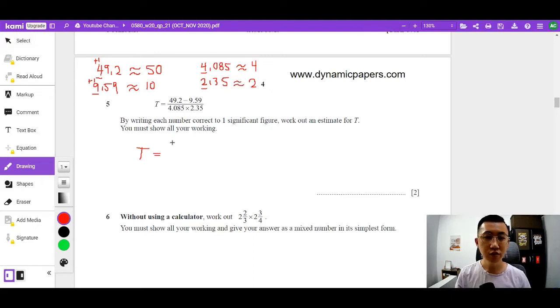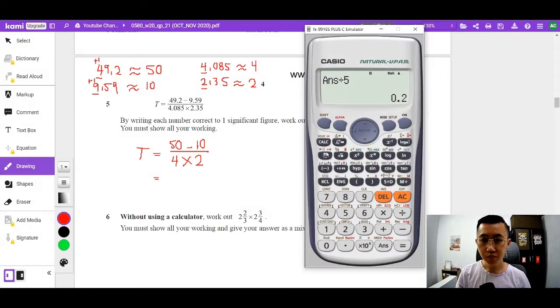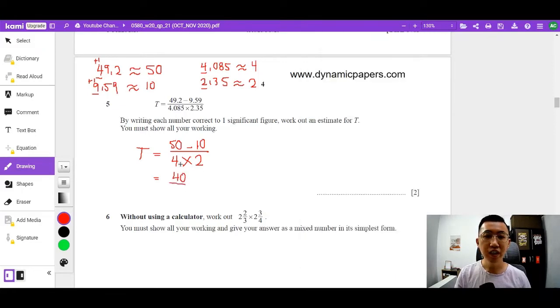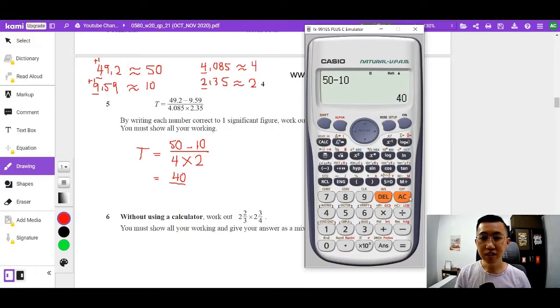Okay, now rewrite everything. 50 minus, this is 10, over, this one you rewrite as 4, multiply, and here you rewrite as 2. Okay, so now we are just going to use our calculator. Now do not be greedy and type in one shot. Mistakes happen because students type in one shot. No, don't be greedy, just type slowly. So 50 minus 10 first, right? So write 40 on top, and then below, just use calculator.